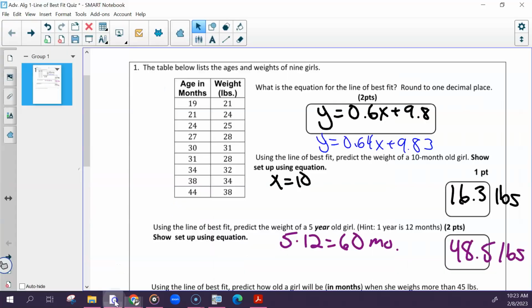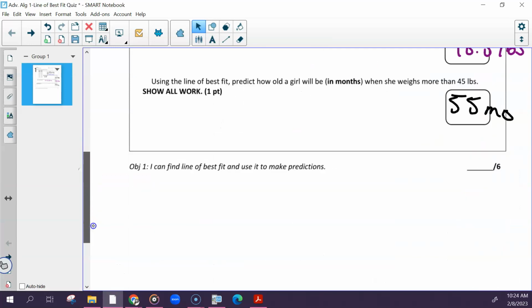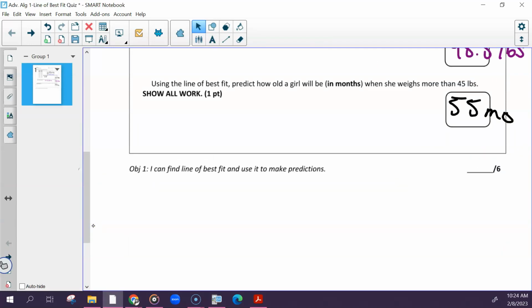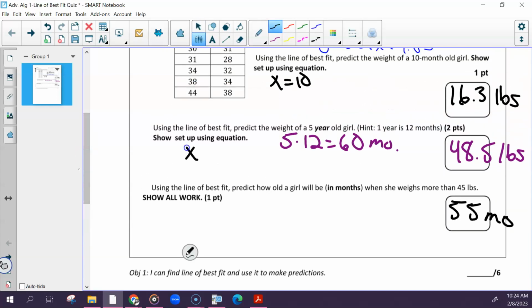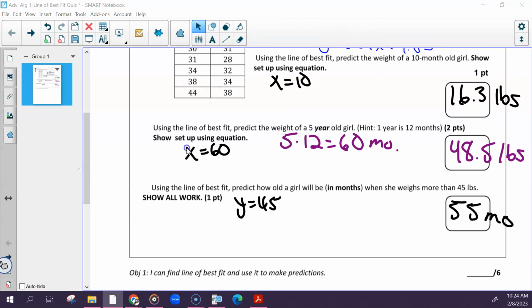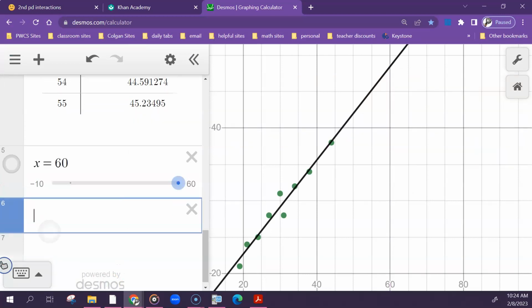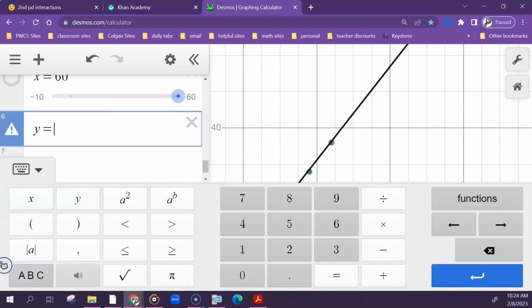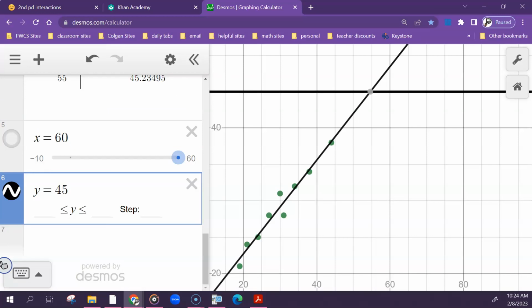For the last one, it's asking for how old in months she'll be. So you're looking for x, you have y, so you can put in y equals 45. And find where those intersect. 54.63, 54.64, or just 55. Any of those I accepted as answers.